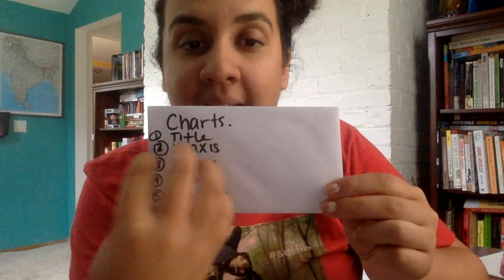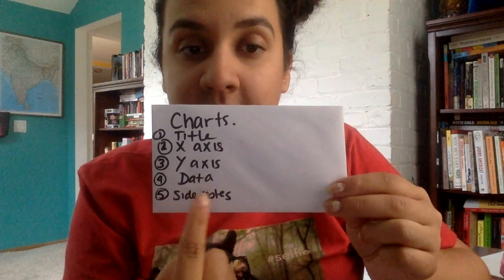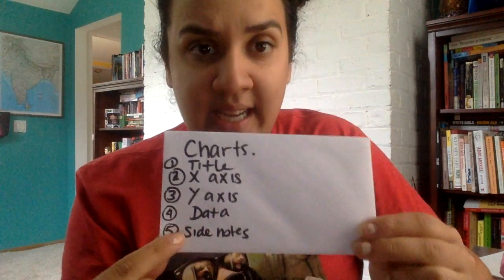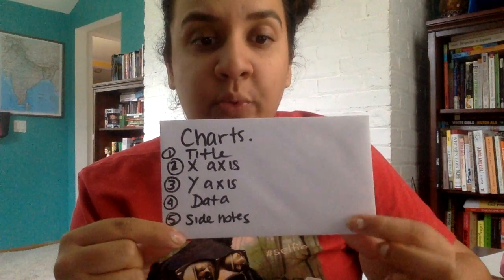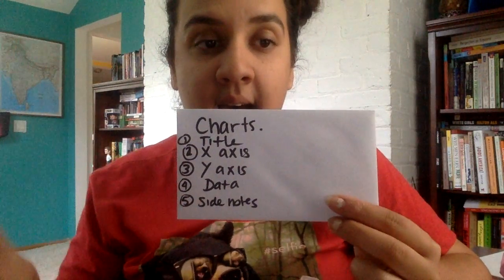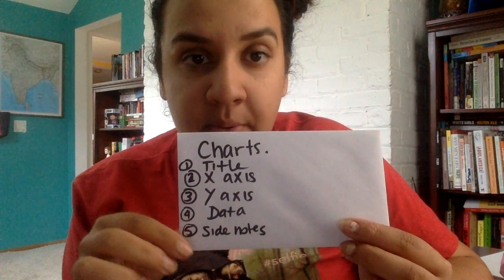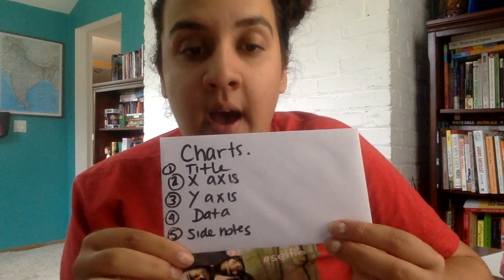Then you look at the actual information in the chart, right, the data, and you try to figure out sort of what the data is showing you. And then you read the side notes. So anything on the side of the chart you want to read and see if there's anything that it presents that you might want to take note of.